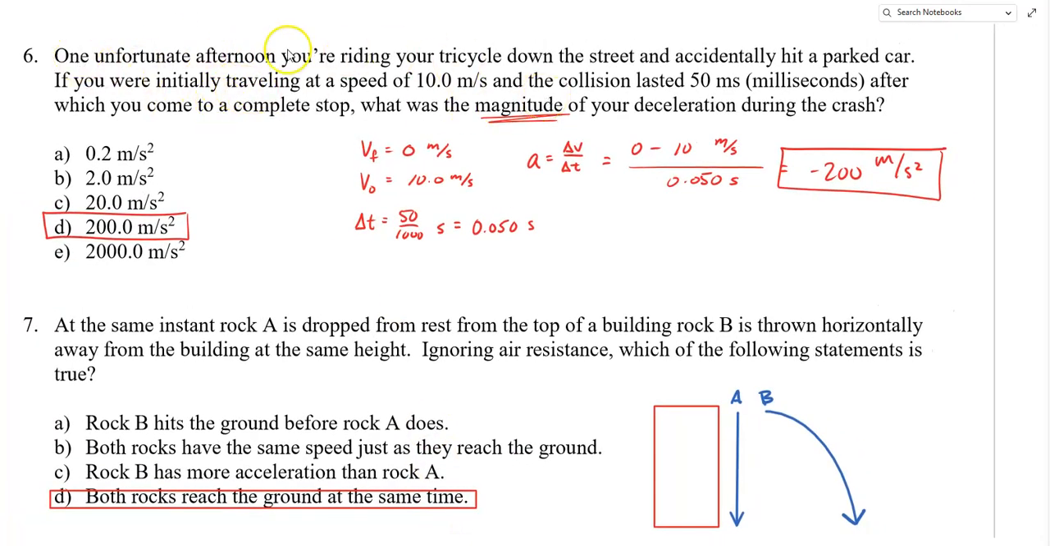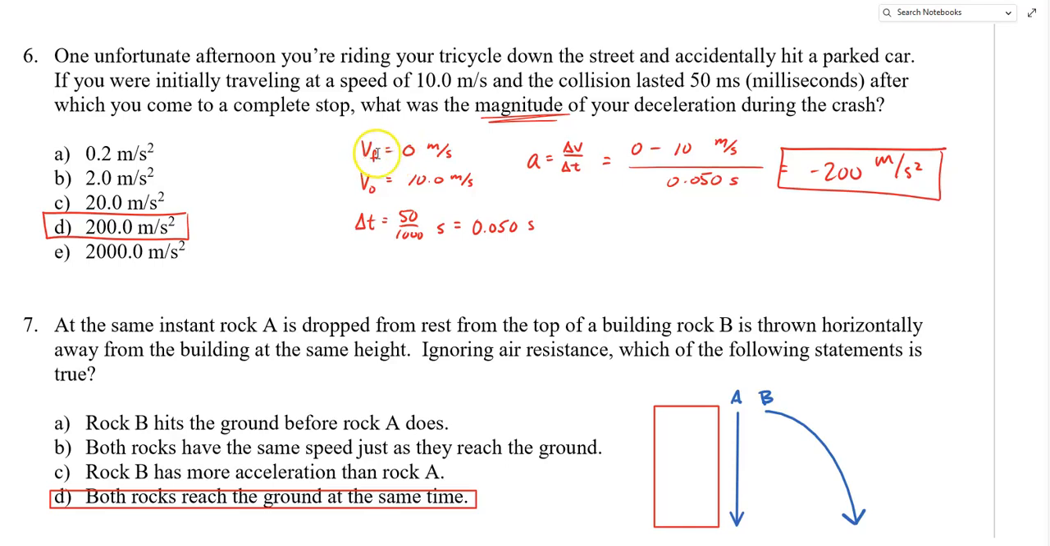With number 6, we have an event where you're on a tricycle traveling at 10 meters per second and you collide with something. Now, the event that we're interested in is the collision itself, from the moment of impact to the moment that you come to a stop. The time that it takes for that event to occur is 50 milliseconds. And we would like to know what's the magnitude of your deceleration or acceleration during the crash.